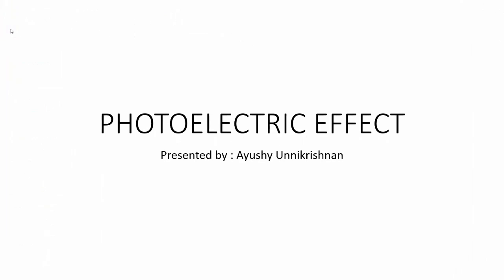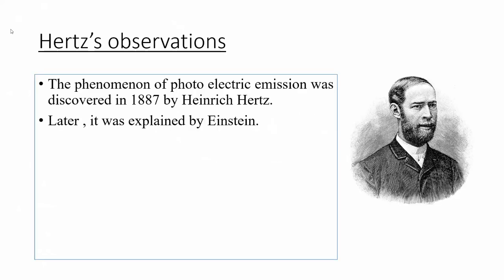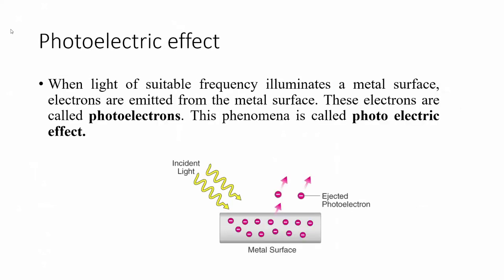Today we are going to discuss the topic photoelectric effect. This phenomenon of photoelectric emission was discovered in 1887 by Heinrich Hertz, and later it was explained by Albert Einstein. Now let us explain what is photoelectric effect.